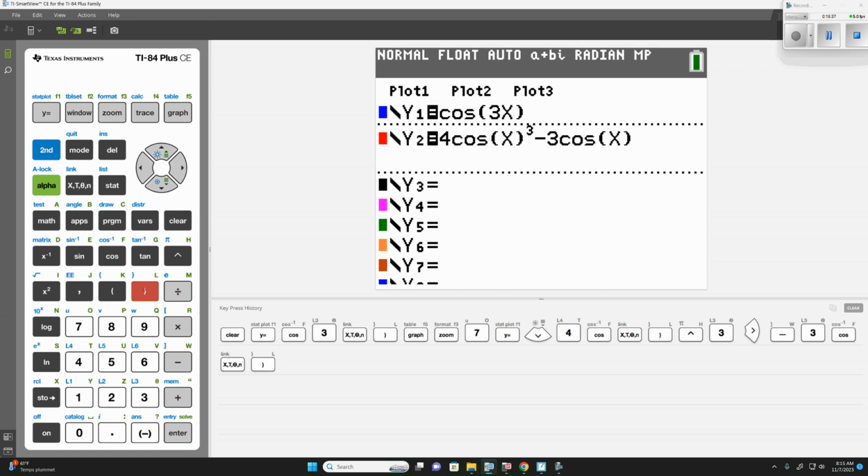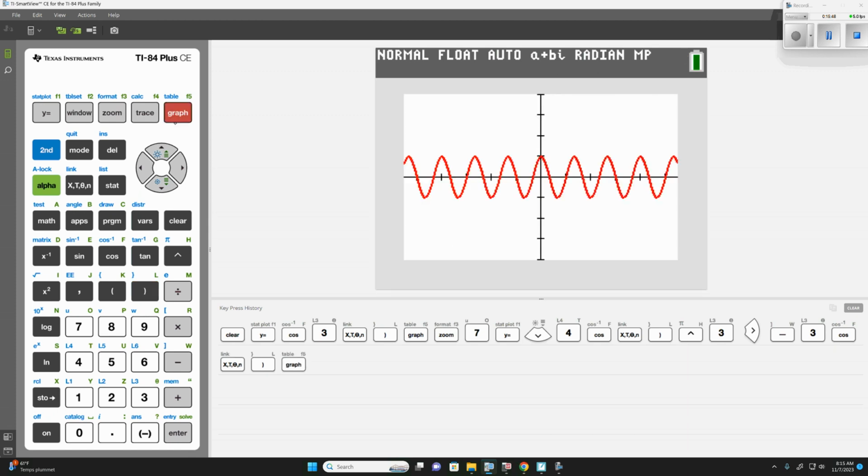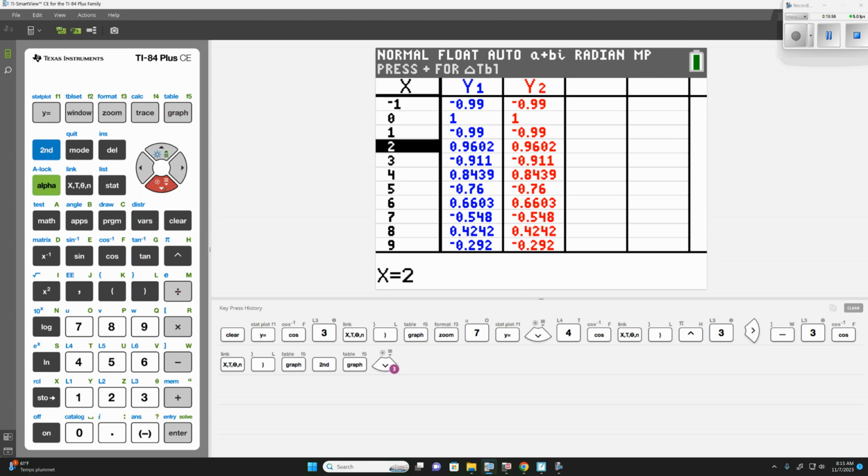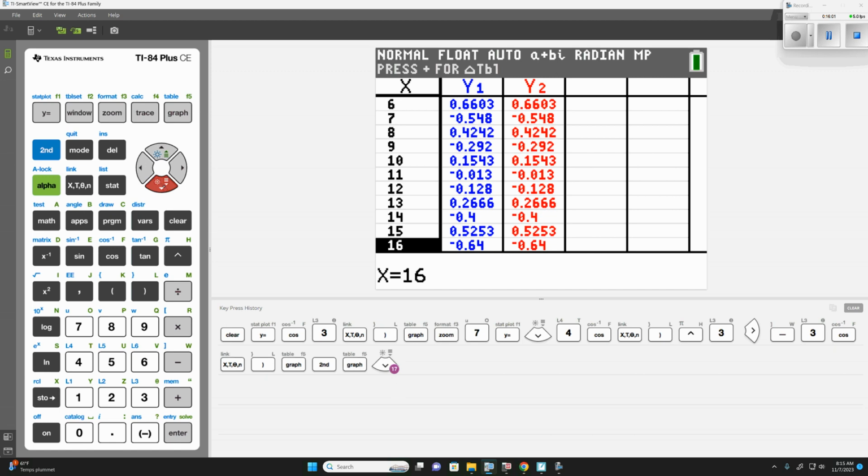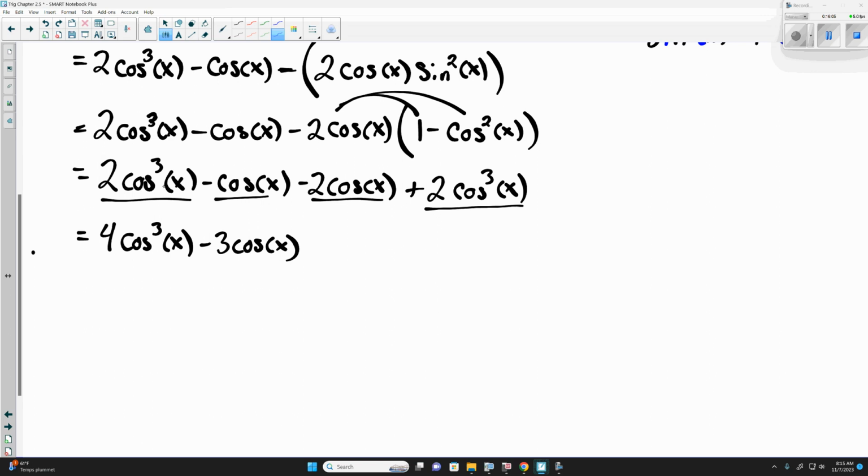cosine of x. Yes? So if these are the exact same, fingers crossed they are, the blue line should be covered up with the red. And it is indeed. So they are the exact same function. And if we looked at the table, all the y values that we get for any x is the exact same. So they are indeed the same function. Questions on this here?